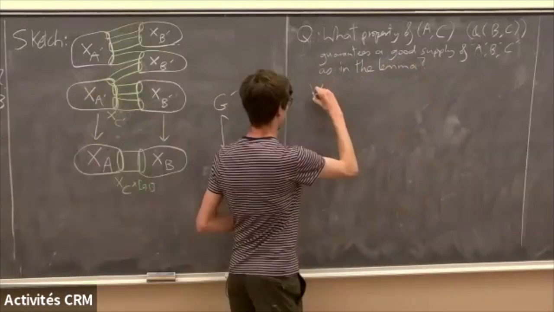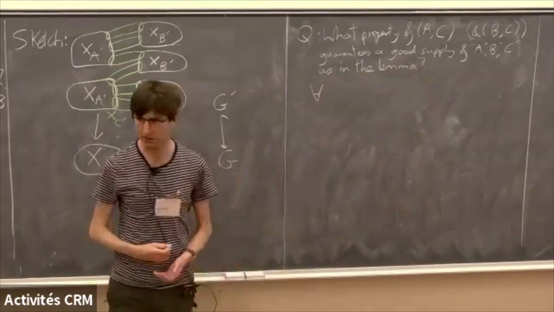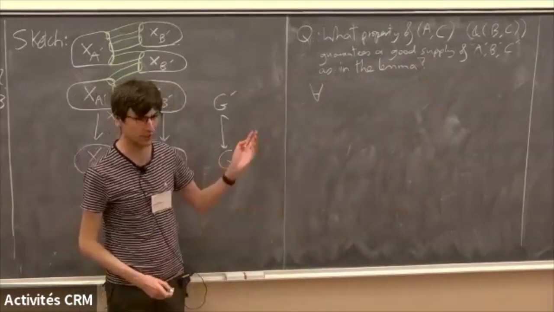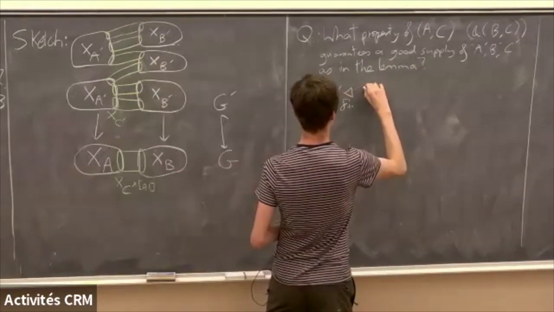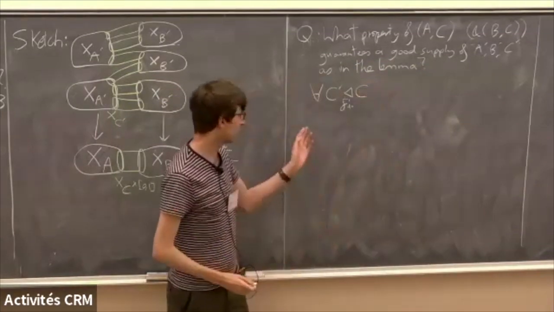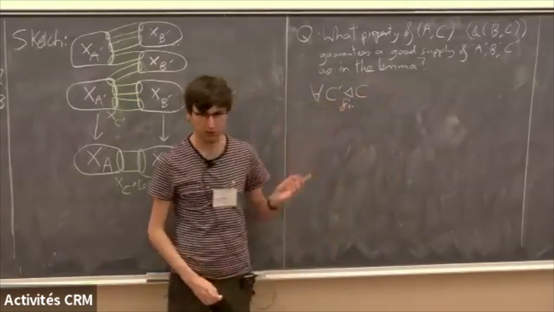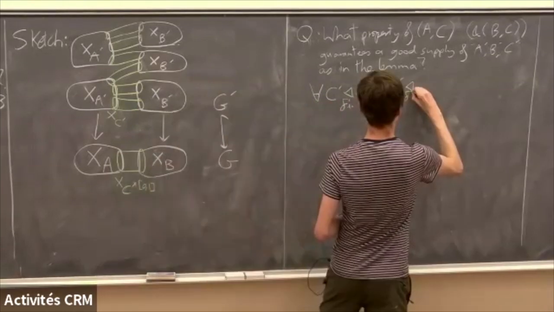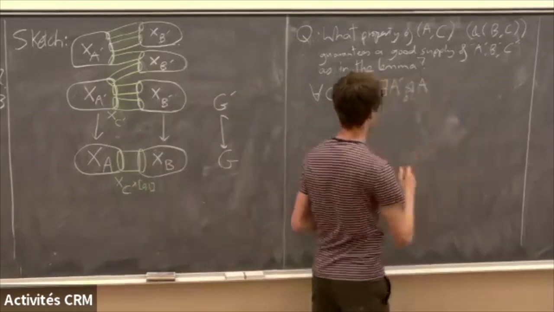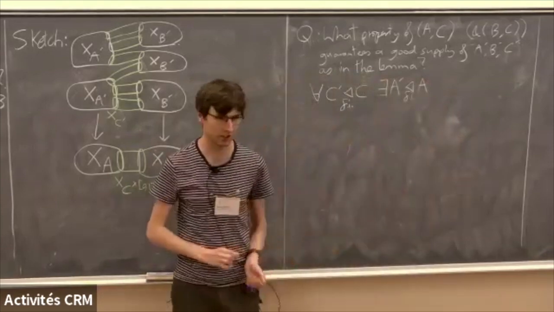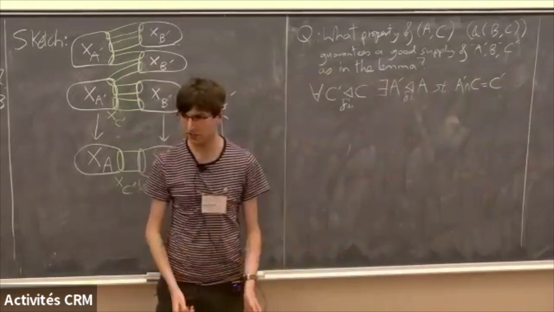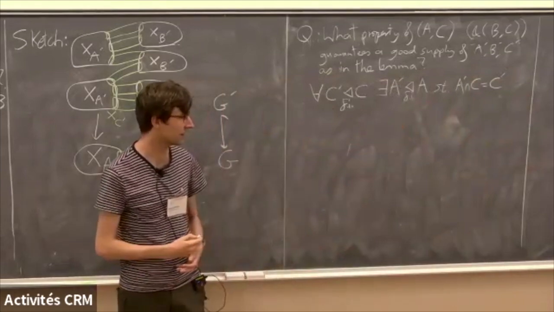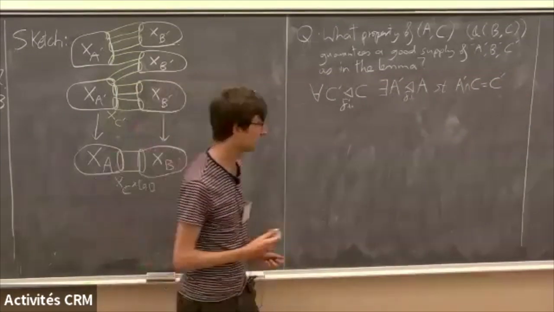So one answer to this would be the following property of the pair A and C: that for any C prime finite index normal in C, there exists A prime finite index normal in A, which has the right intersection, A prime intersect C equals C prime.